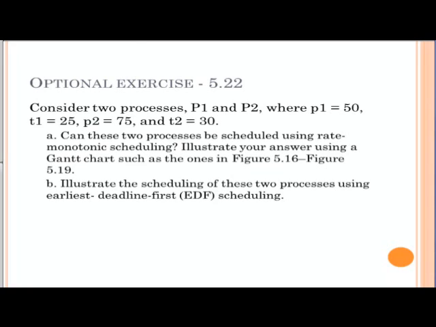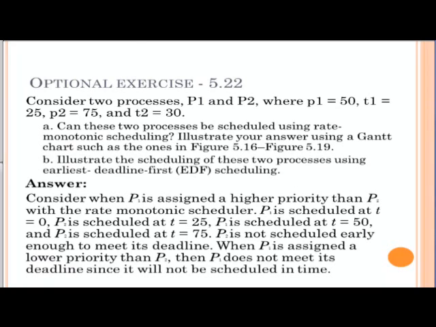Okay, consider two processes, P1 and P2, where P1 equals 50, T1 is 25, P2 is 75, and T2 is 30. Can these two processes be scheduled using rate monotonic scheduling? And you have a Gantt chart here that you could have created. So this was a little bit more evolved. It had you do a little bit more if you like doing that kind of stuff. And then to illustrate the scheduling of these two processes using earliest deadline first scheduling.